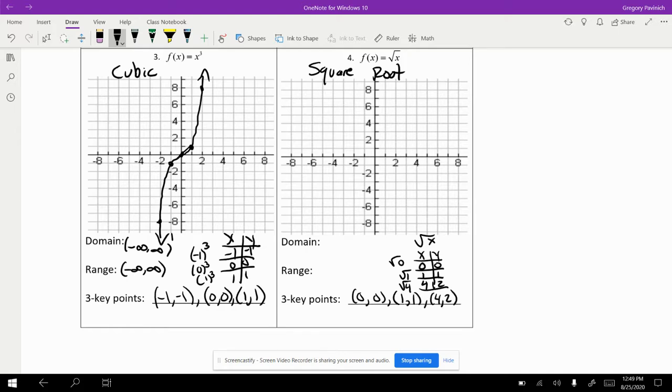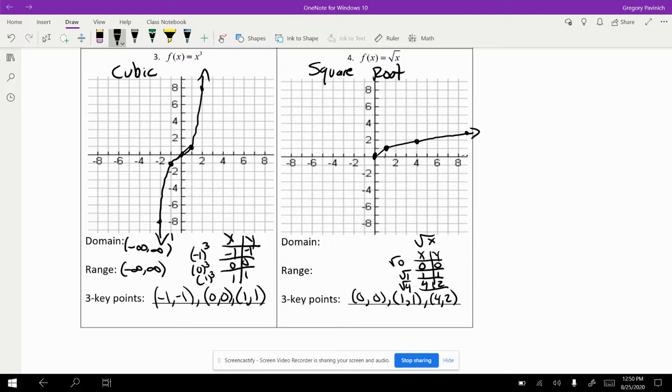All right, now I'm going to graph that. 0, 0, 1, 1, 4, 2. And if I wanted to go all the way to 9, the next perfect square, then I could come up to 3. It's not a requirement. And there is my square root function.